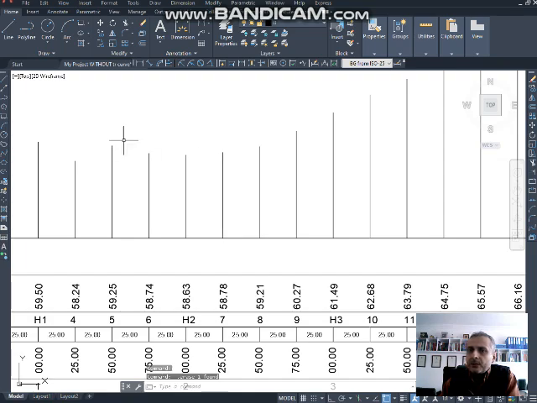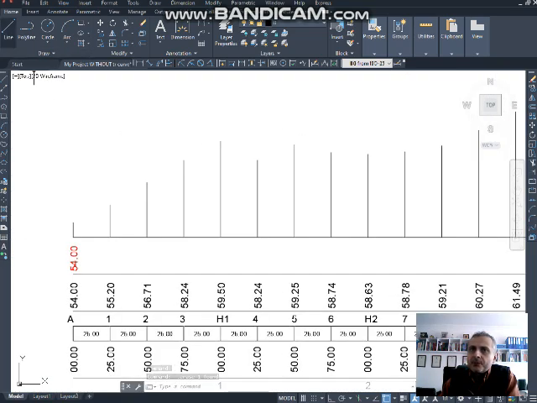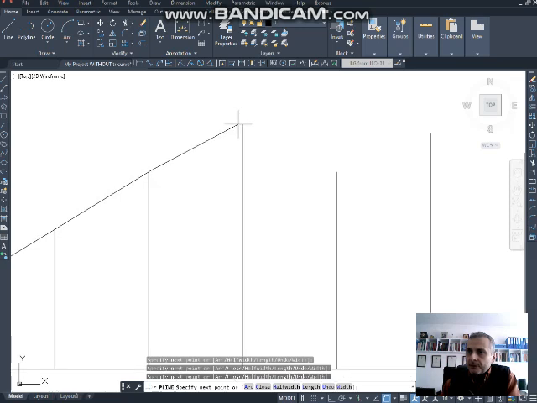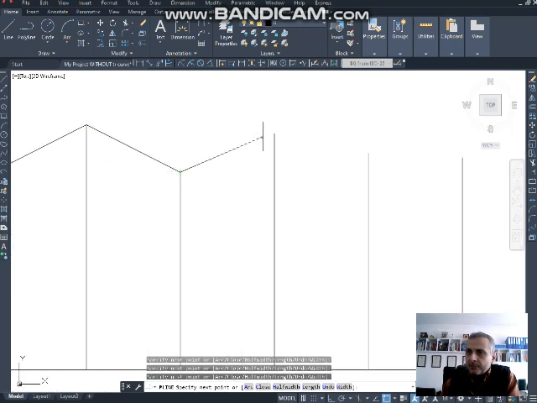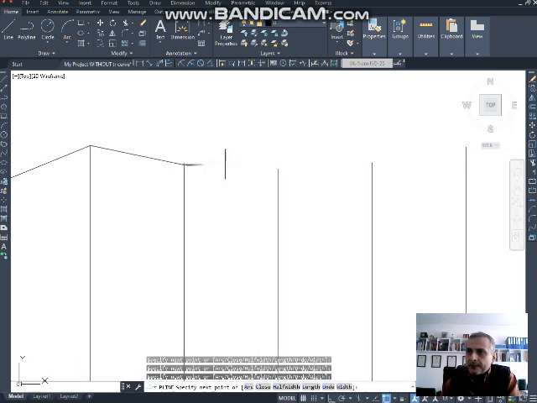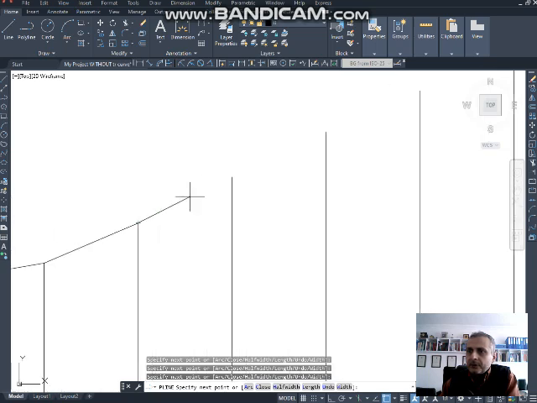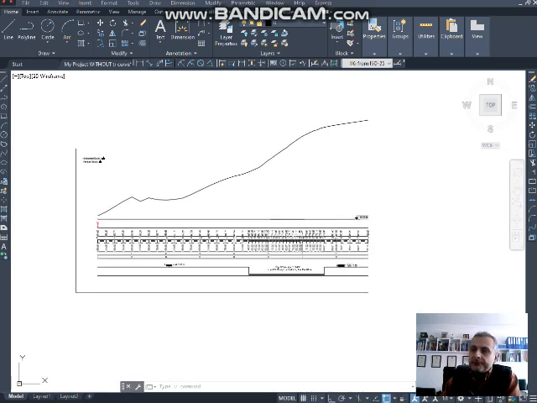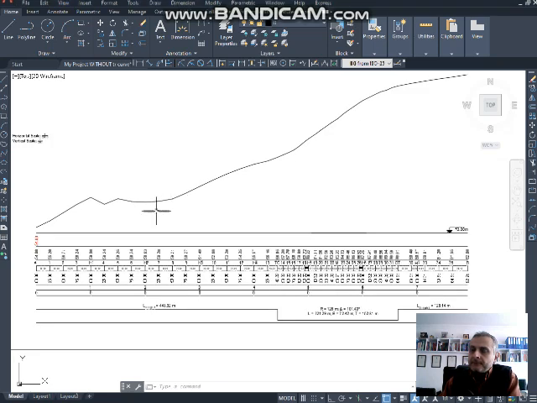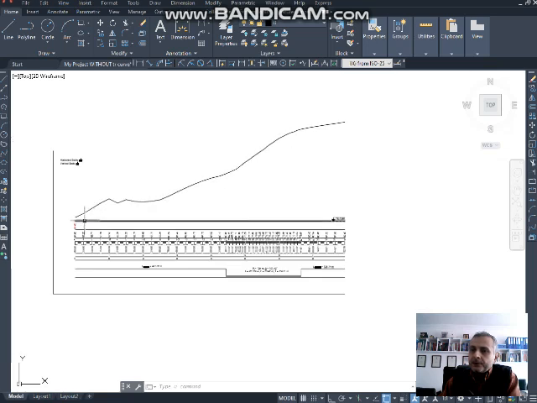I made a mistake here. Anyway, you repeat the same procedure until the end of the project. Carefully, you should click on the top, not any other point, just the top of these lines. The length of these lines is critical. Continue until point B. I have updated the diagram, as you can see here, with the elevations of the cross sections for each cross section.